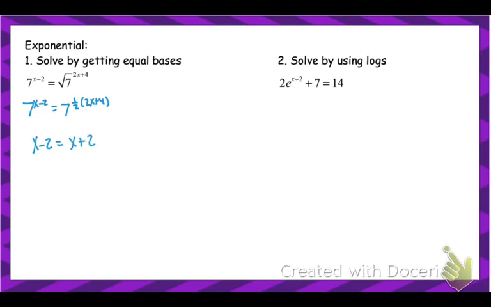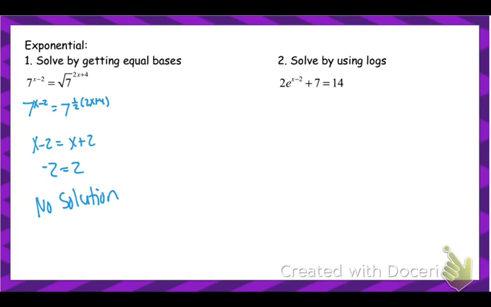Now in this case, though, a little bit weird. If I subtract x to the other side, then I would have -2 equals 2, which we know is not true. So this actually has no solution. That's the method that we would use, but that's not actually going to be a correct answer to this one just because of the way it's set up. It's not possible for these two things to ever be the same.